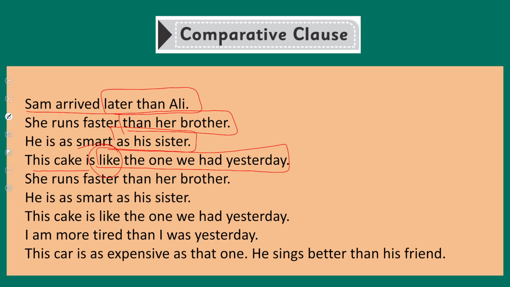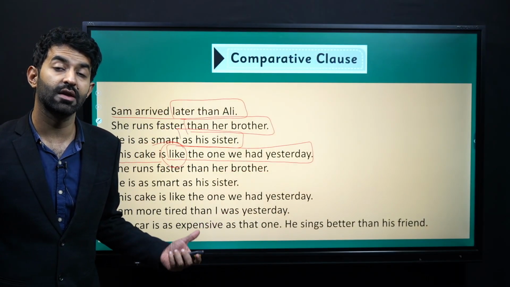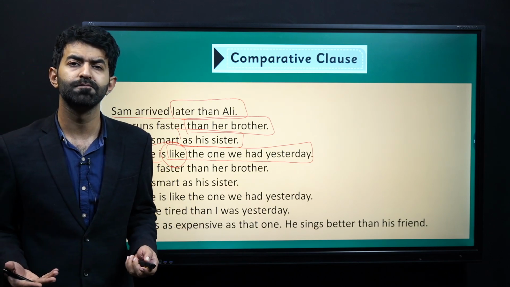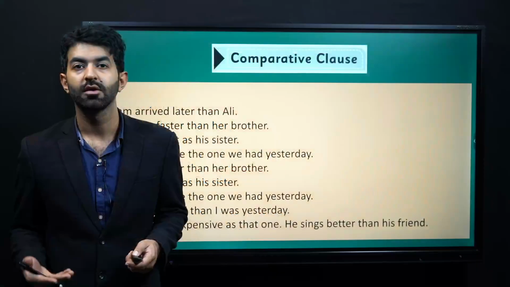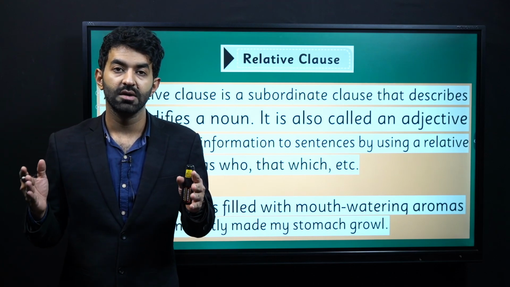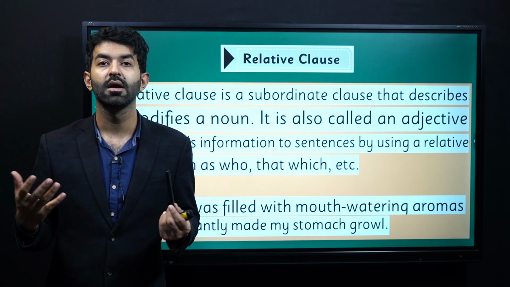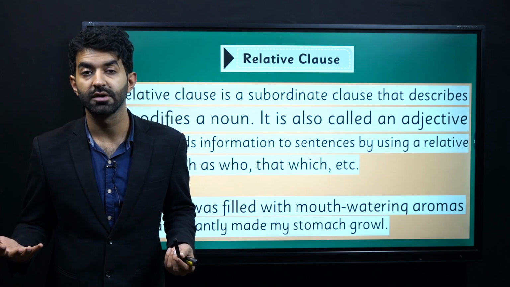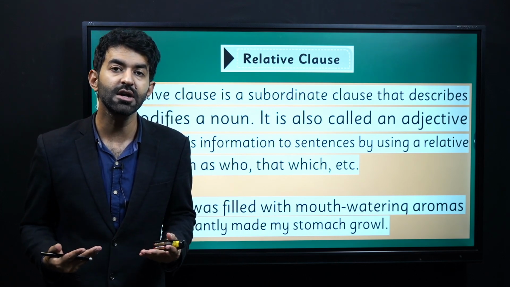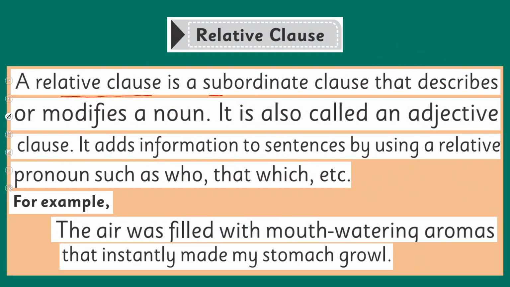Now, quickly, students, find out about the comparative clauses in the remaining examples by yourself, and then we can talk about relative clause. Now again, a subordinating clause, a dependent clause, which has relative words, relative pronouns, and that makes it a relative clause. A relative clause is a subordinating clause that describes or modifies a noun. It is also called an adjective clause.